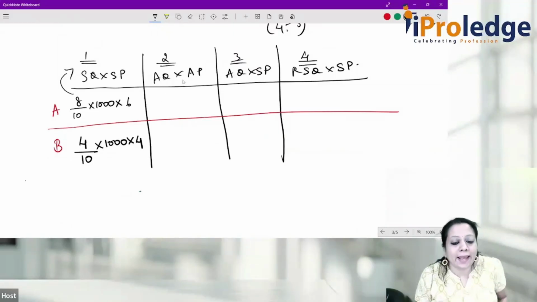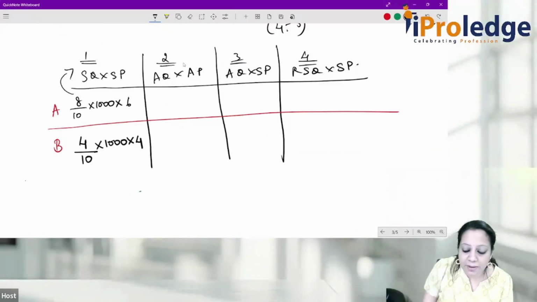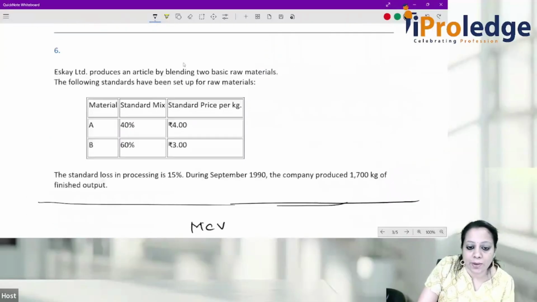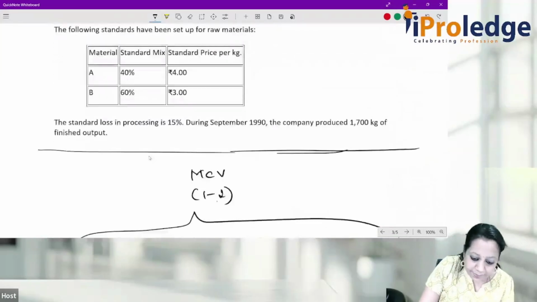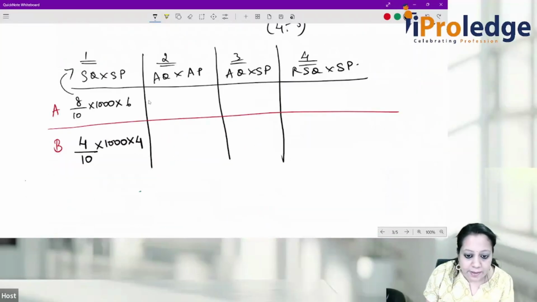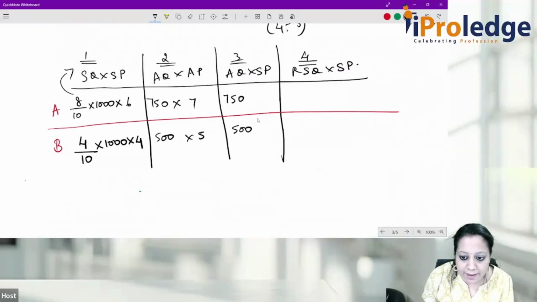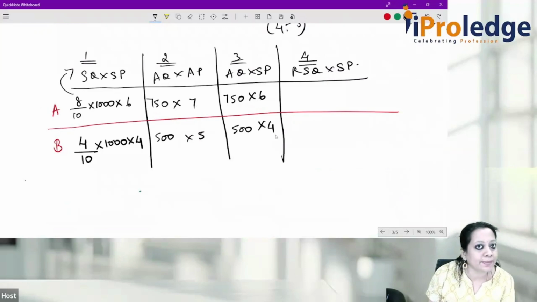Yes, dears. Then AQ. AQ is going to be what? Given in the question. 750 and 500. This is 750, this is 500 into 6 into 4, because of the standard price, no? Yes, dears. Okay, ma'am. So next is going to be RSQ.